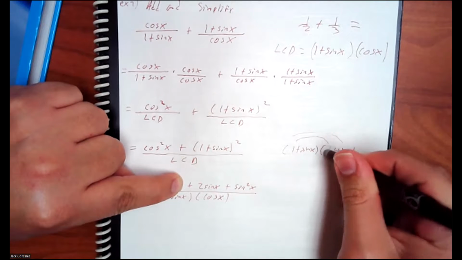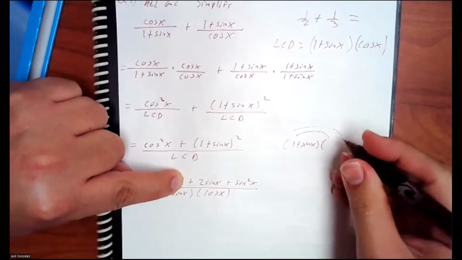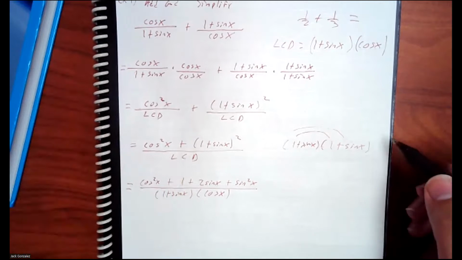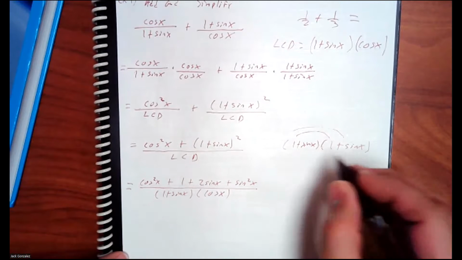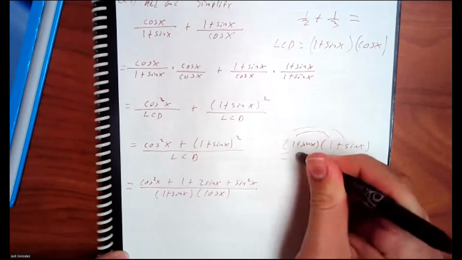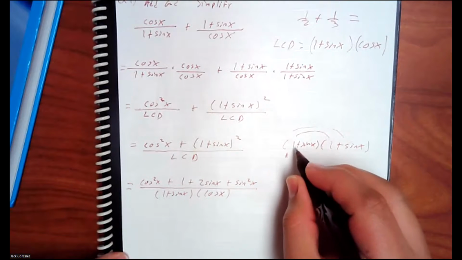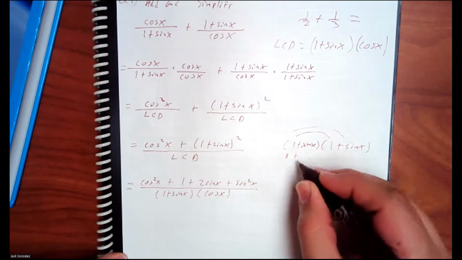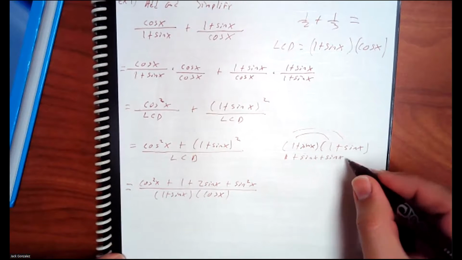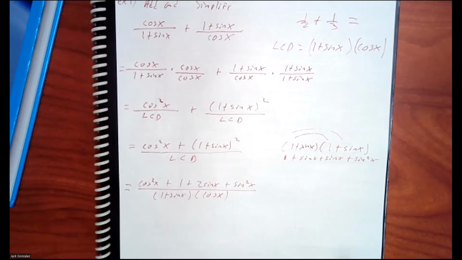Oops, smeared it. 1 plus sine. So distribute. That'll give us sine. No, the one first. Don't be weird. 1 times 1, 1 times sine. Sine times 1. Sine times sine. So that's where this is coming from.